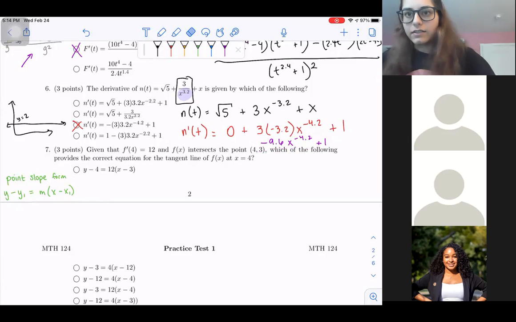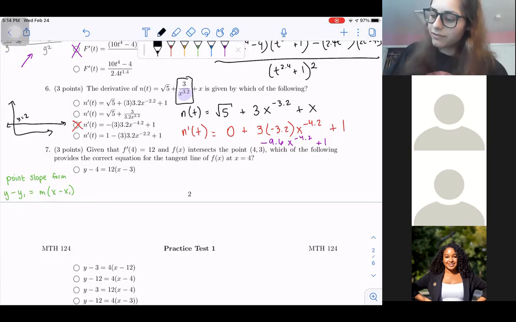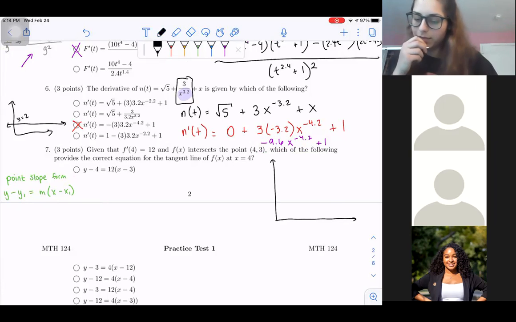Okay, so given that the derivative of f at 4 equals 12 and f of x intersects the point (4, 3), which of the following provides the correct equation for the tangent line of f of x at x equals 4? Okay, so a lot to dissect here. I wouldn't do this on the exam, but just for learning's sake, I'm going to draw a quick graph. It's not going to be very pretty, but just bear with me.